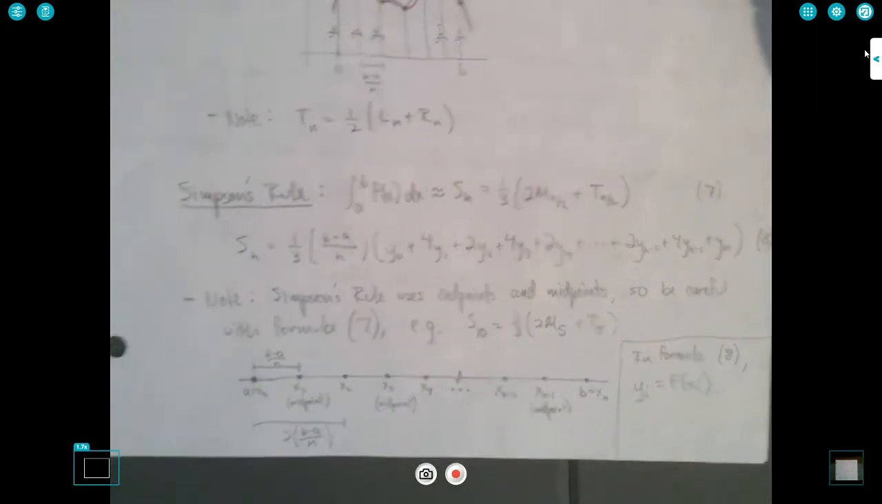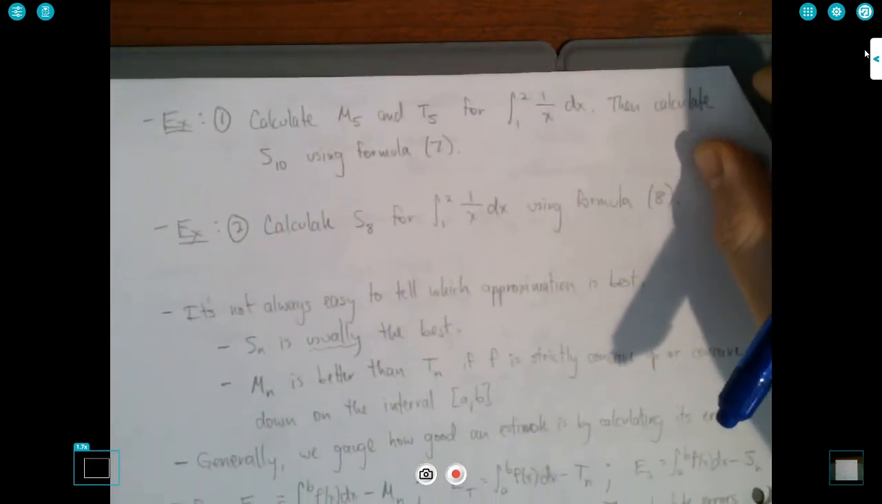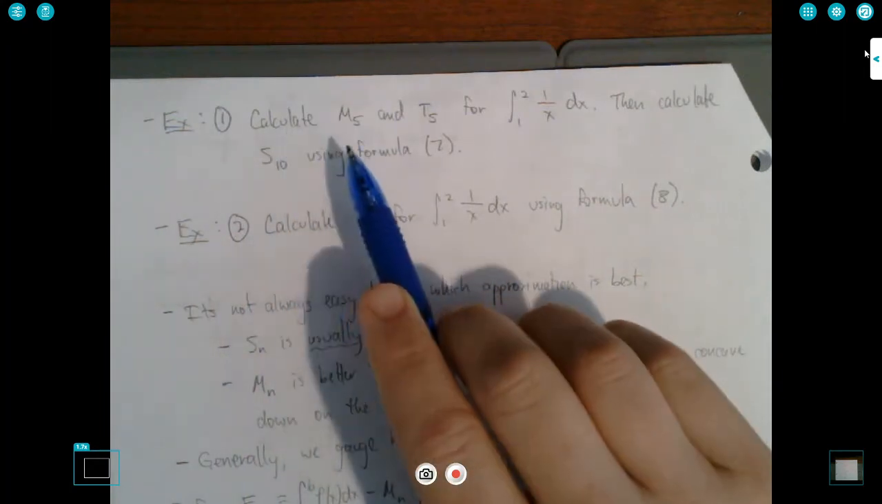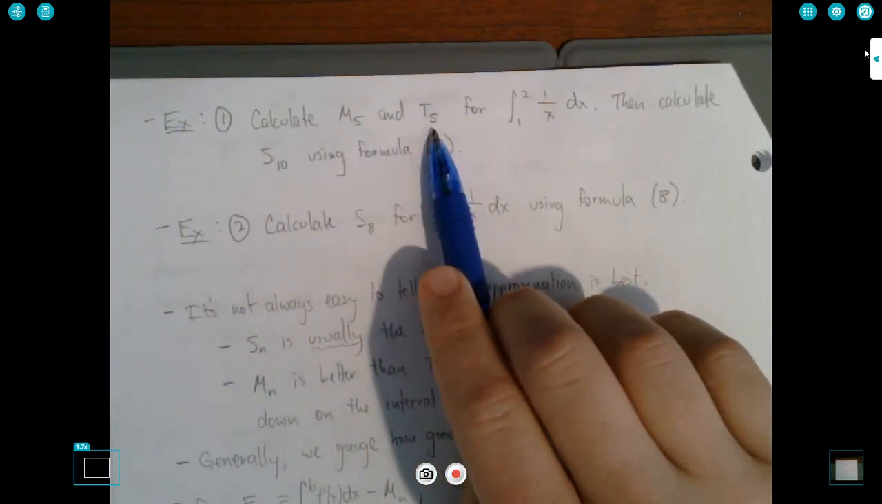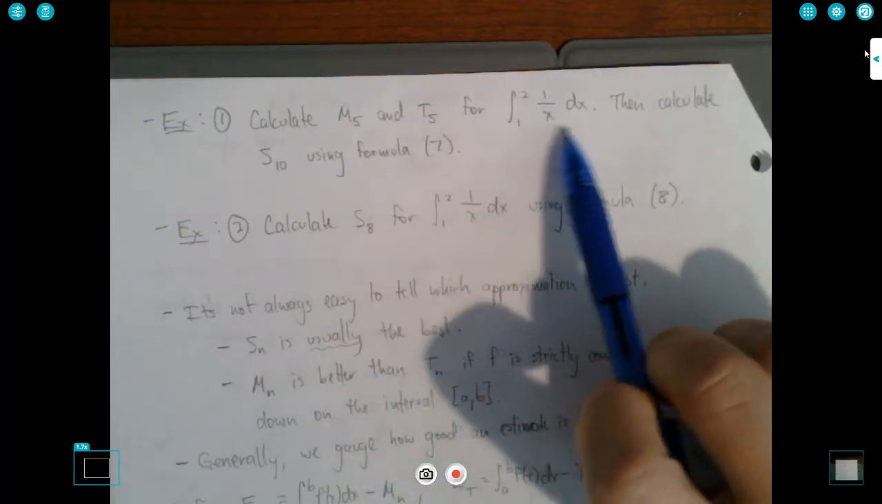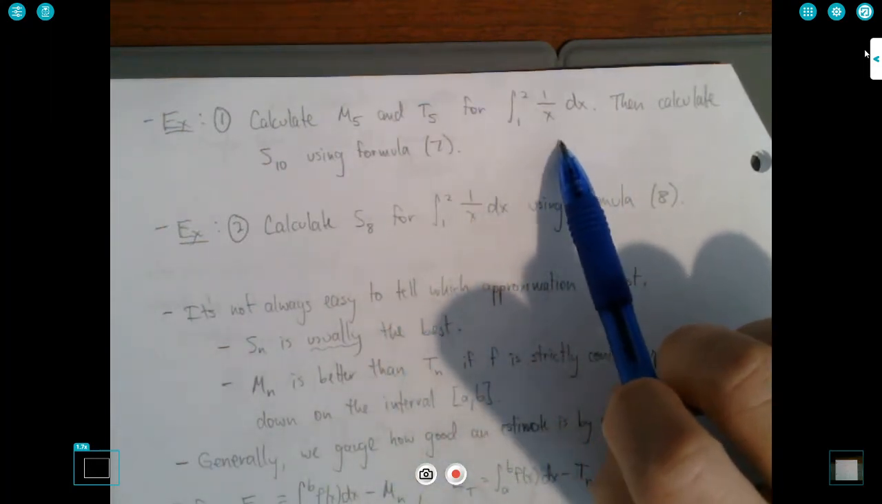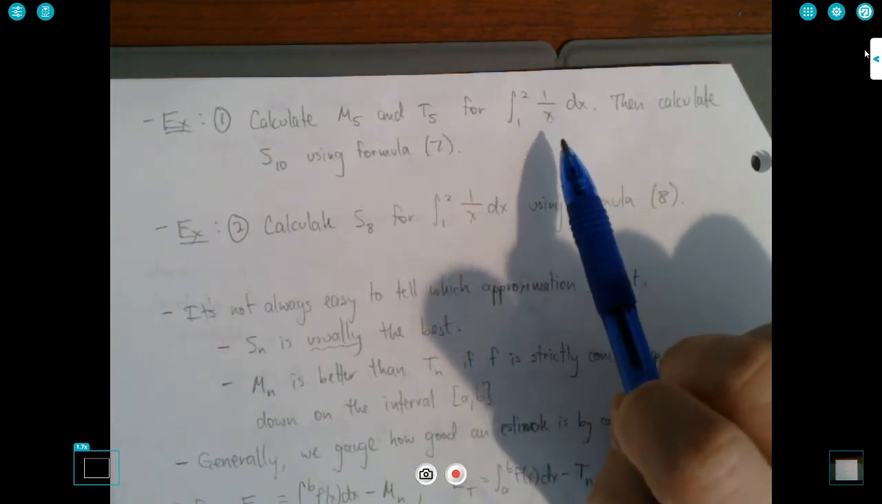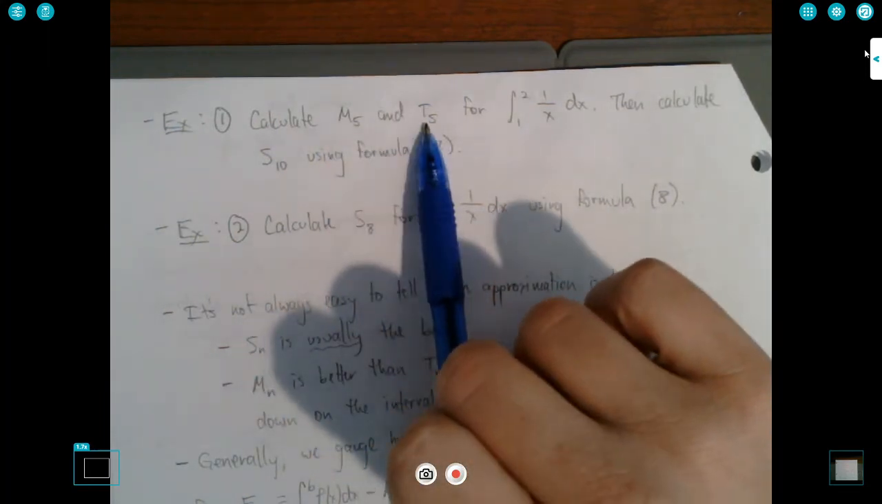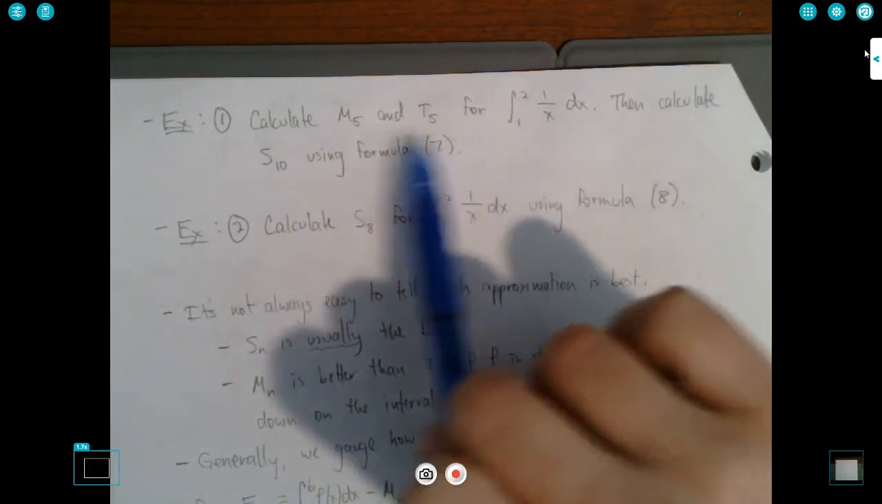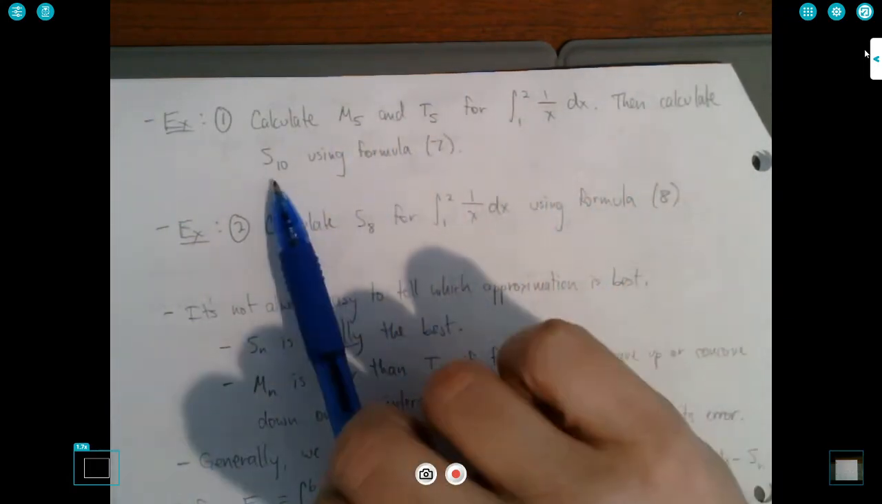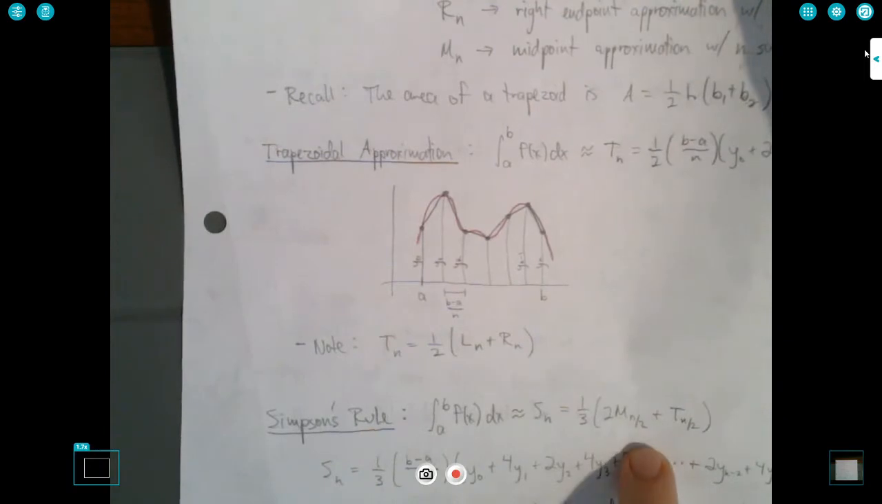So let's do a couple examples. Okay. So the first example I want to do is to calculate the midpoint and trapezoidal approximations for this integral, which, by the way, we know the exact value of this integral, so it's kind of silly to do approximations for it, but that's all right. Anyway, we're going to do the midpoint and trapezoidal approximations for this integral, and then we'll use those, M5 and T5, to calculate S10 using formula 7, using this formula here. Okay, so let's do that.